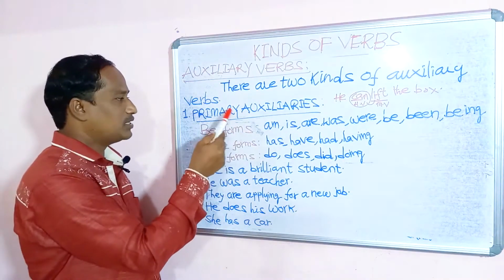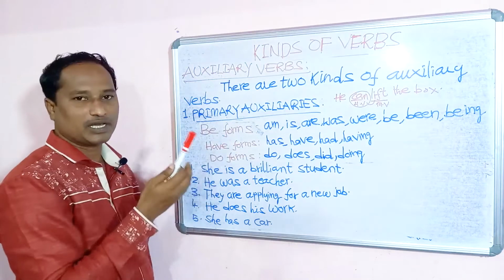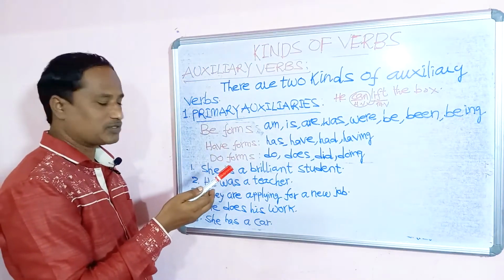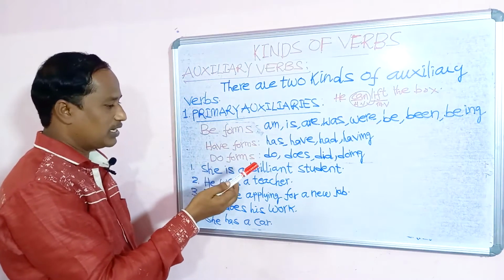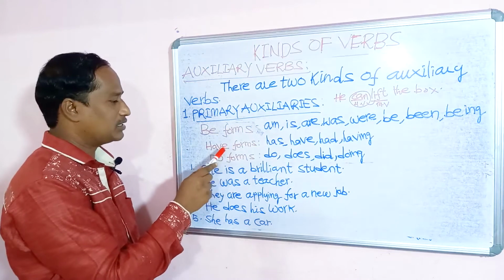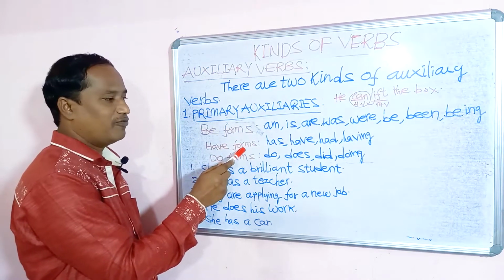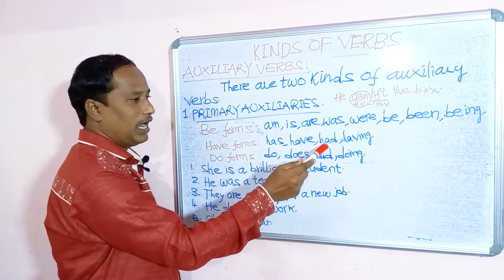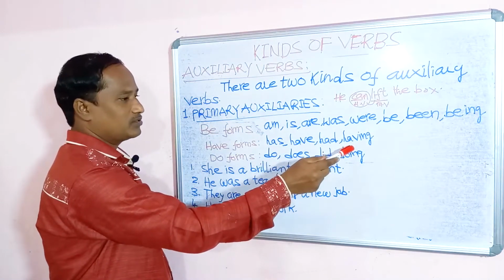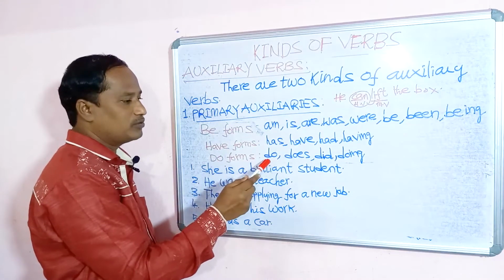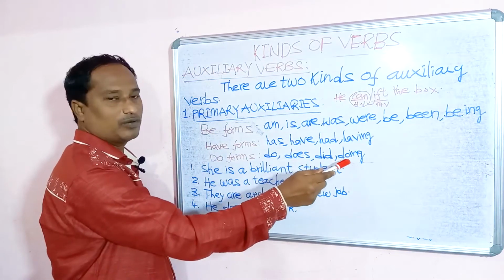Sometimes these auxiliary verbs may be called state verbs also, because they can show the condition or the state of the subject of a sentence. Next we will discuss have forms. Have forms are nothing but has, have, had and having. These come under have forms. Next do forms. Do, does, did, doing.